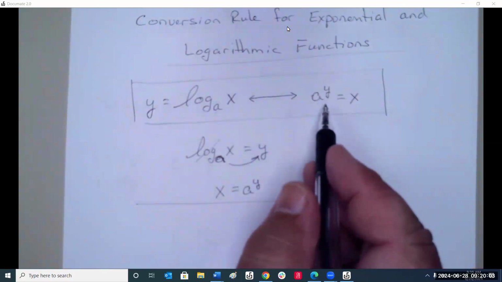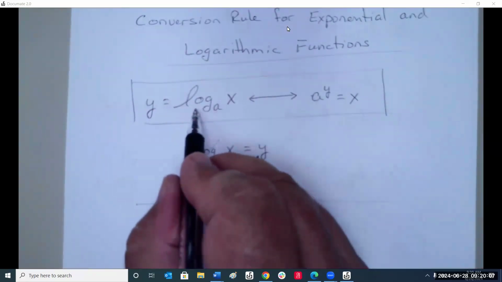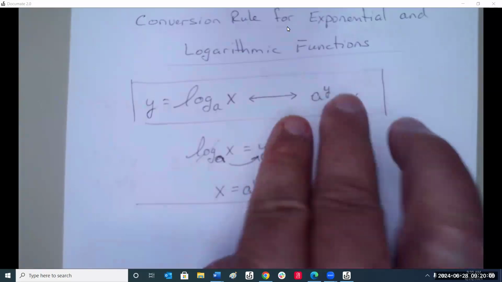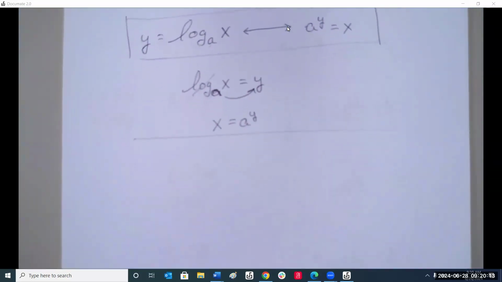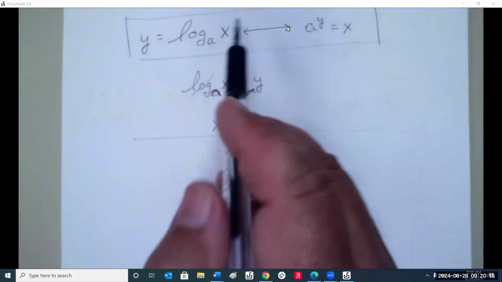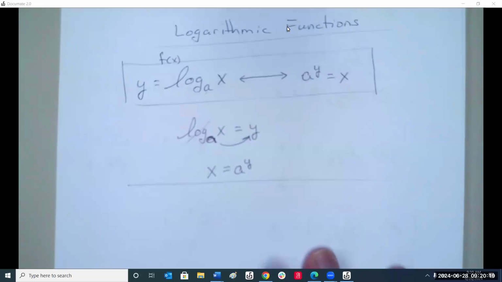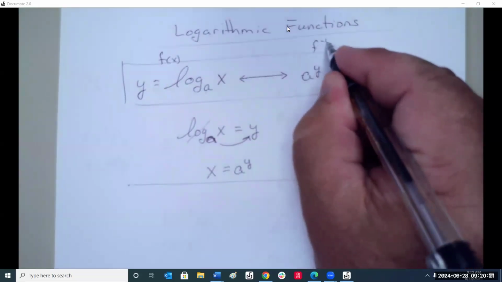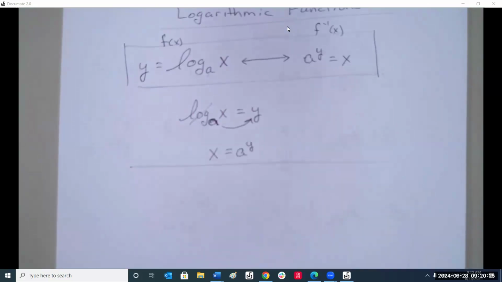And we can go backwards also. Since this is the base, it's log base A, and you switch X and Y, like we did earlier when we converted to find the inverse. Remember, these are inverses. This is the f of X. This is the inverse. And vice versa, actually.